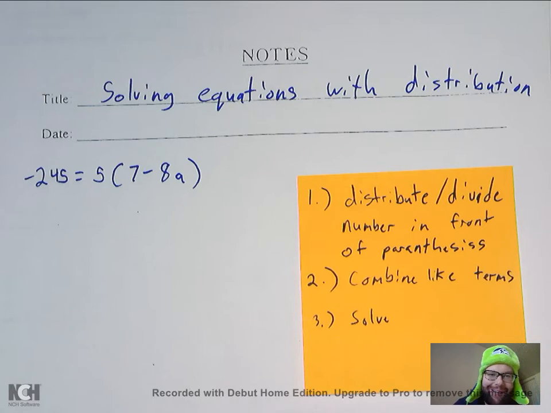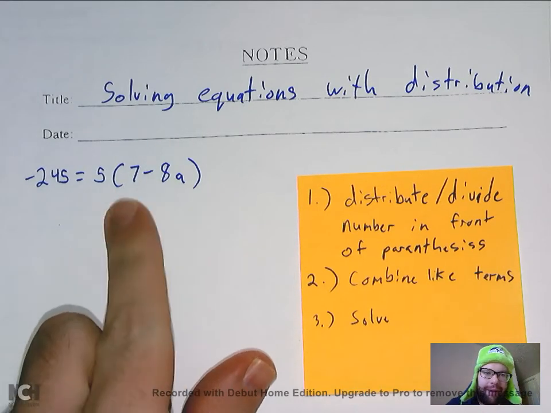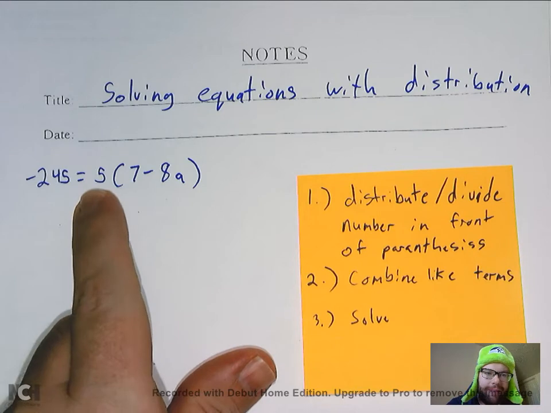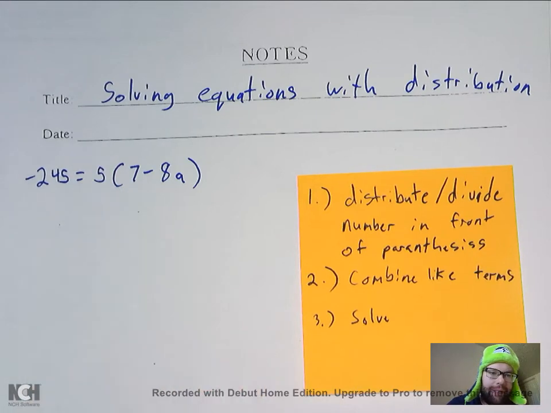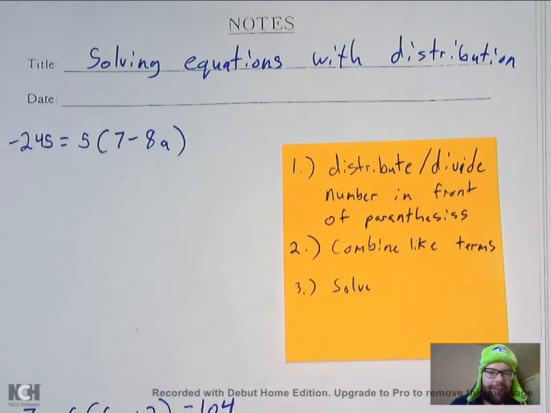We're going to be talking about solving equations with distribution in it. So that's when we have those parentheses with a number in front. A number in front means it is multiplying with that entire block of numbers in the parentheses. I'm going to show you a couple ways of doing these, and then we'll go from there.